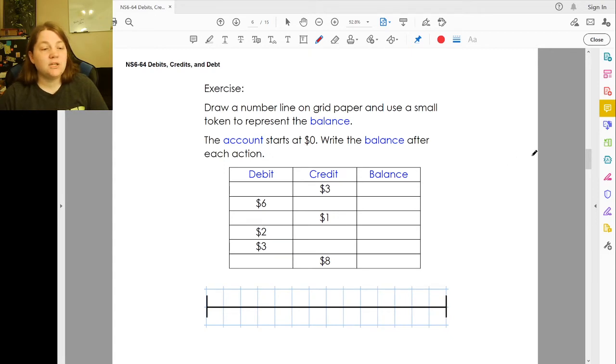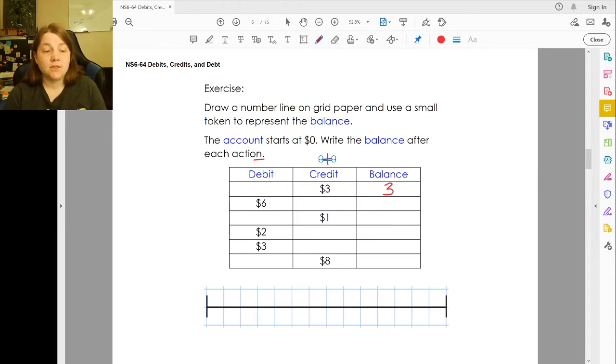Let's go ahead. They want us to use the number line on the paper to represent the balance. You could do that. I'm going to fill this out as we go. The account started at $0. Then I had a credit of $3. Remember that a credit is adding money. Debit is subtracting money.